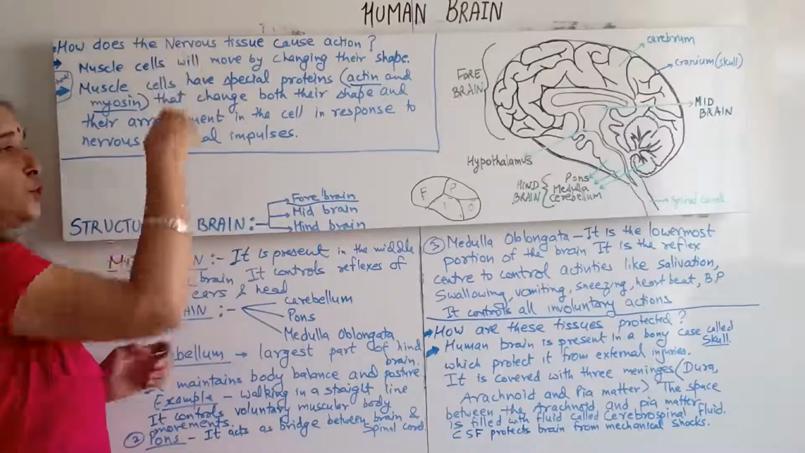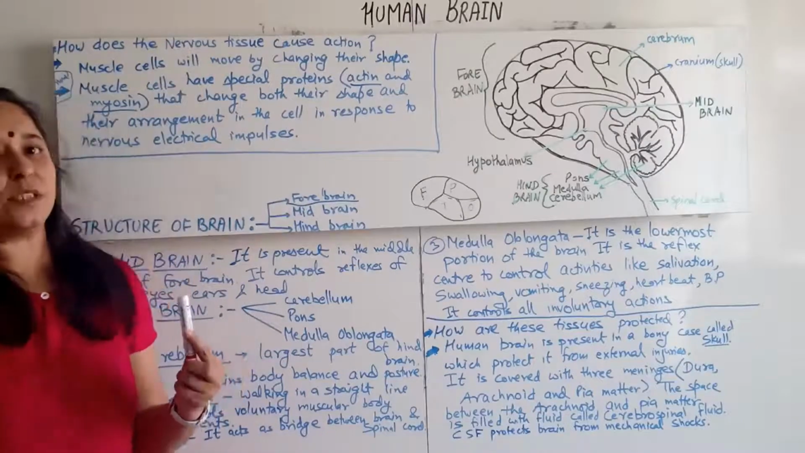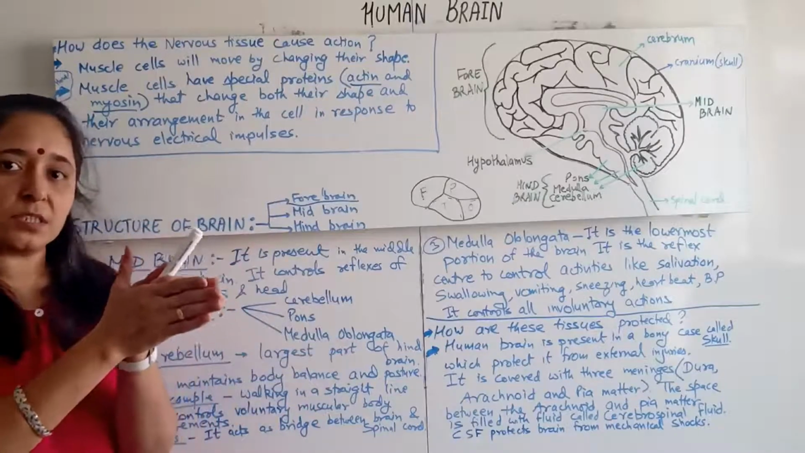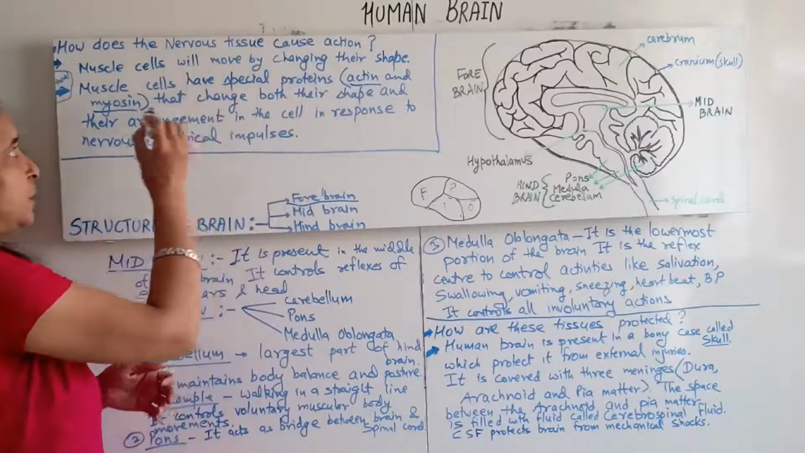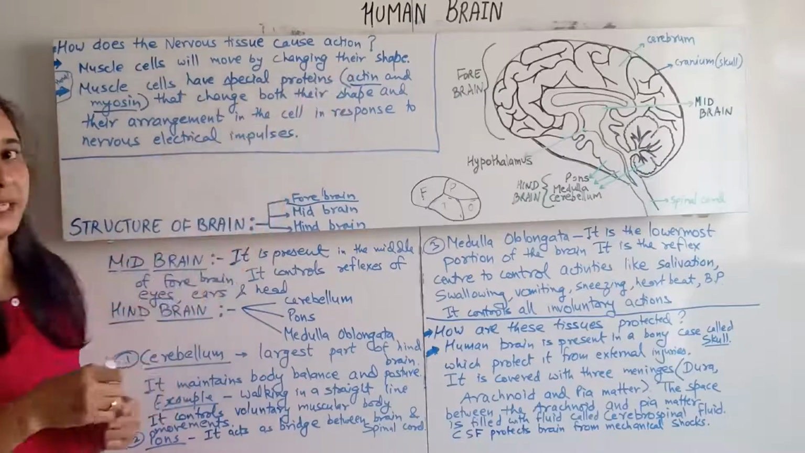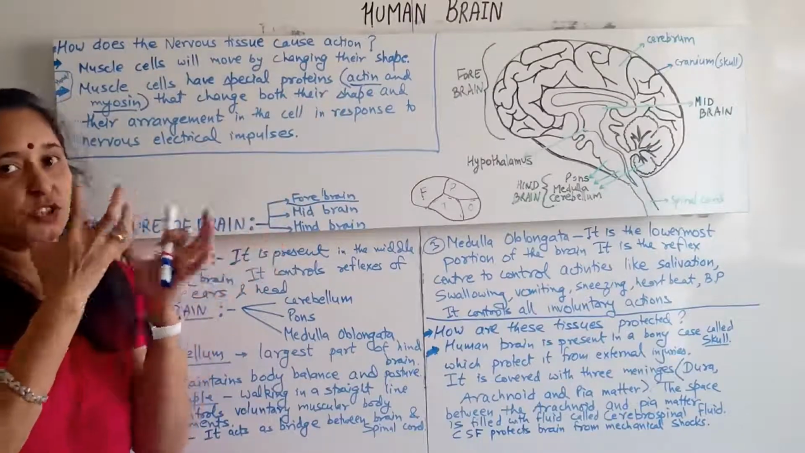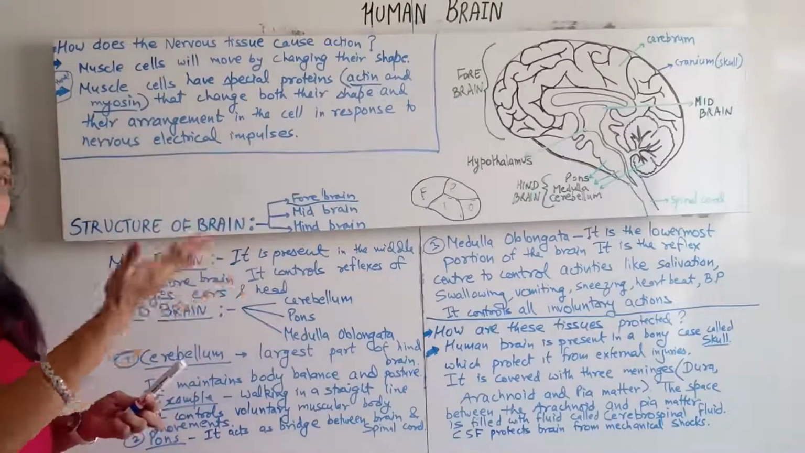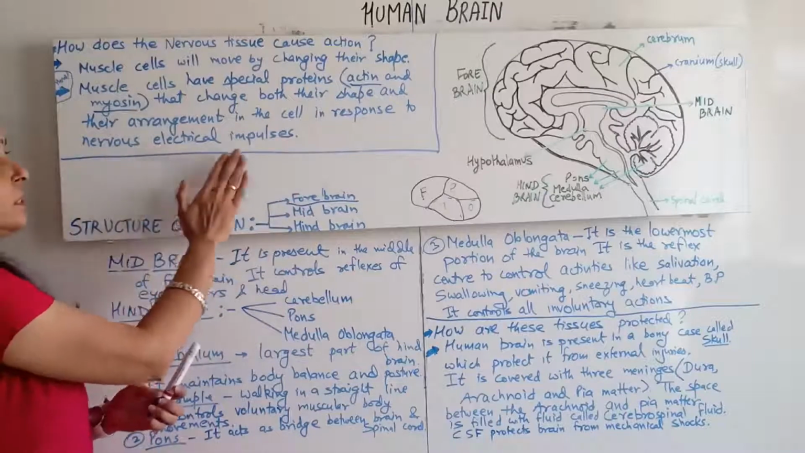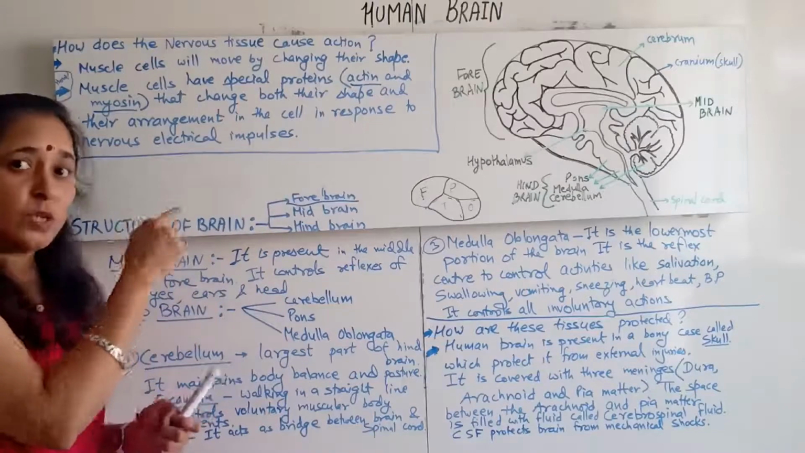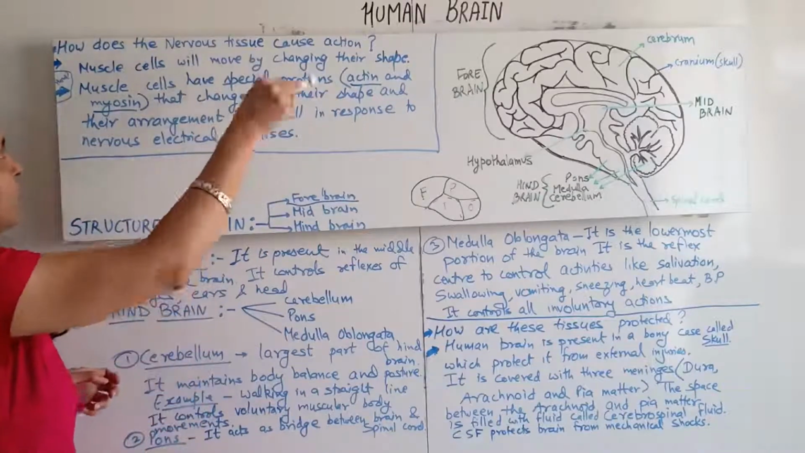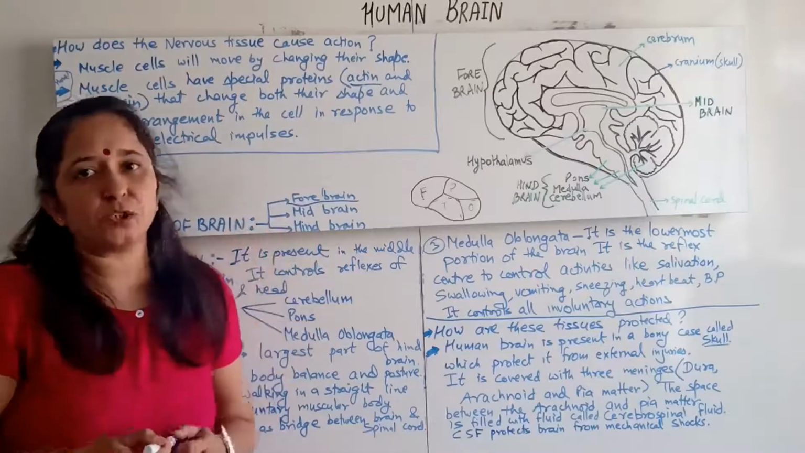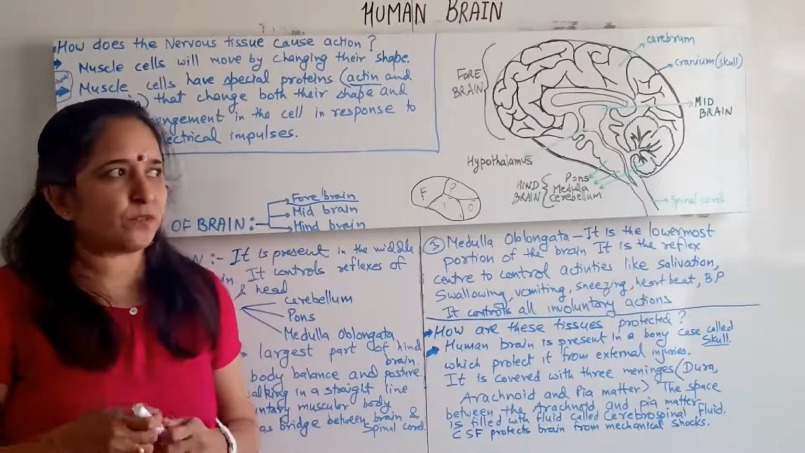So nervous tissue brings the signal or the messages from the brain to the muscles. Then here what the muscles do, the special proteins which are present, actin and myosin, change the shape and arrangement, and then the response, the movement, occurs in response to the nervous electrical impulse. So this is the last topic, how does the nervous tissue cause action, after the human brain topic, and after that the coordination will be there.